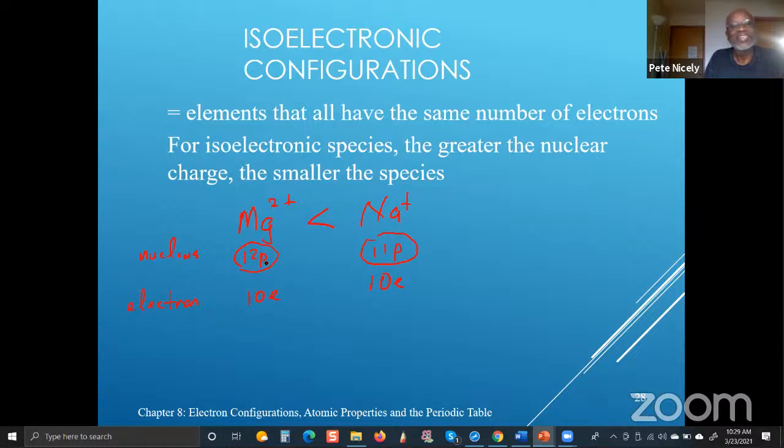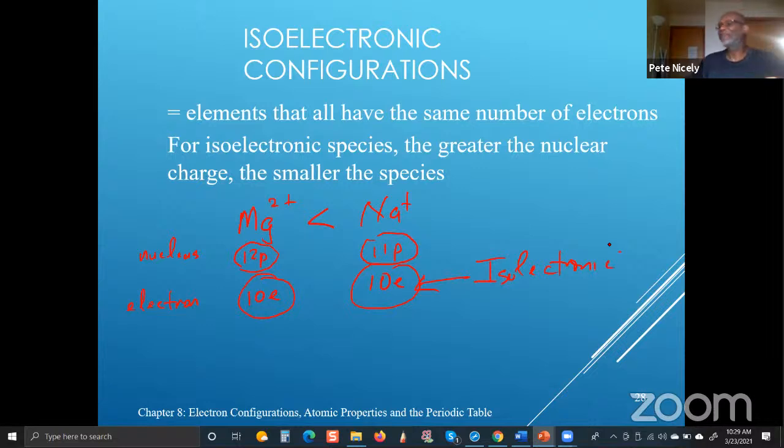So what does that mean? That means that in the case of the magnesium ion, because you have 12 protons here, they will have a greater pull on the surrounding 10 electrons, and therefore they will pull the electrons closer to the nucleus and reduce the size compared to the sodium ion, which has only 11 protons in its nucleus. So that explains why, and these are both isoelectronic because they have the same number of electrons. So let me write here, isoelectronic.